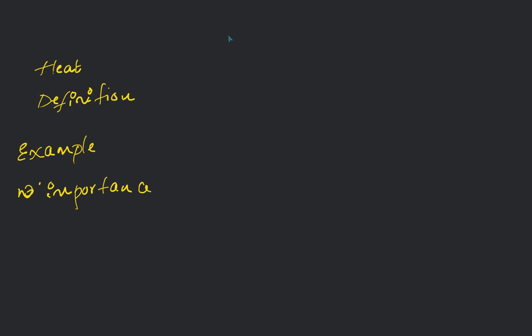So what is heat? We have heard this word already, right? Daily we use these words in our life. So heat definition. Heat is the energy. Heat is a type of energy. We can call heat a thermal energy also. In thermal energy, heat is a topic.